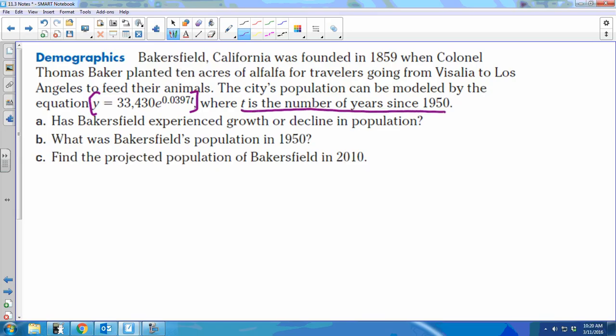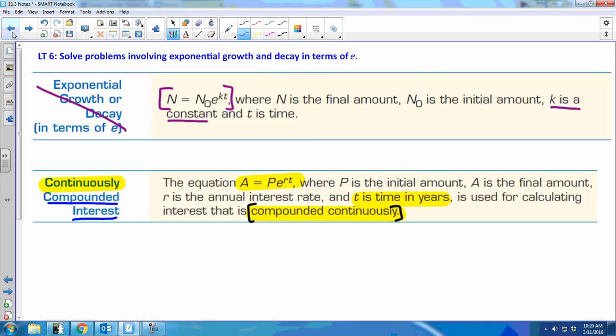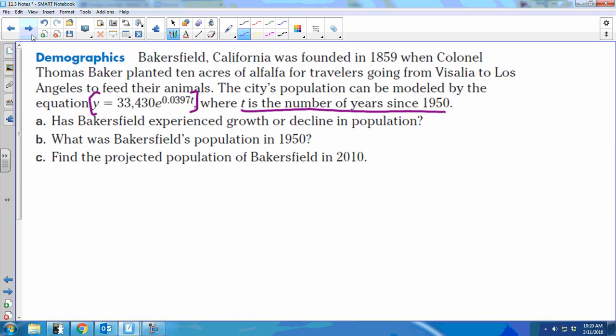Now this model is just like what we just saw in the equations. You have N equals N sub 0 e to the kt. That is the exact same format.